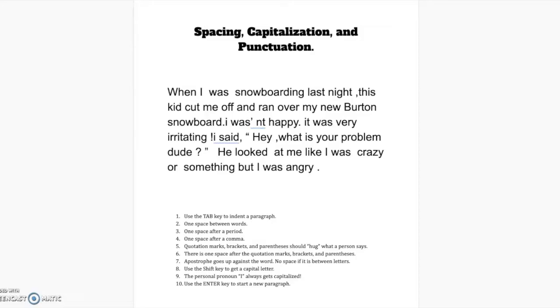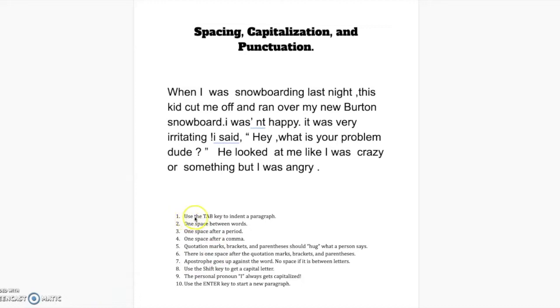In today's computer technology module, we're going to be talking about the spacing, capitalization, and punctuation rules that are oftentimes broken by middle school students. By the end of this, you should be able to identify the proper way to space, capitalize, and punctuate on any document or email that you're turning in to your teachers. Let's start with this.